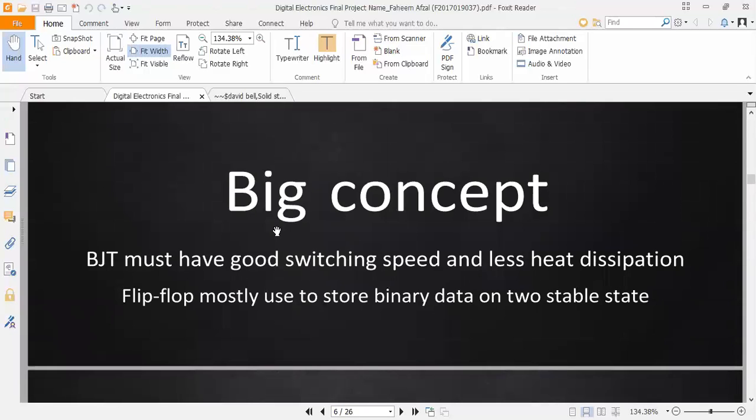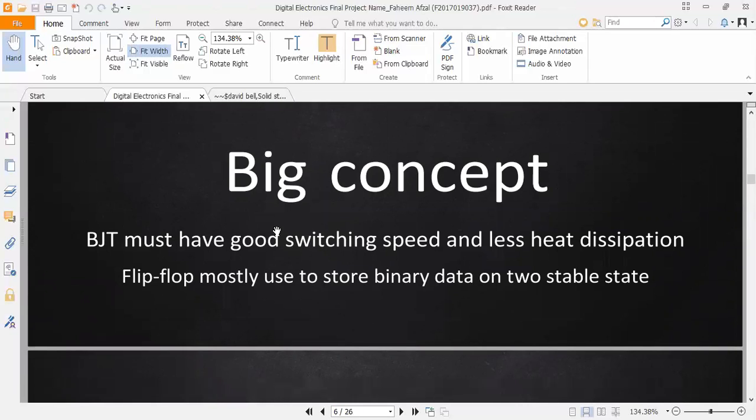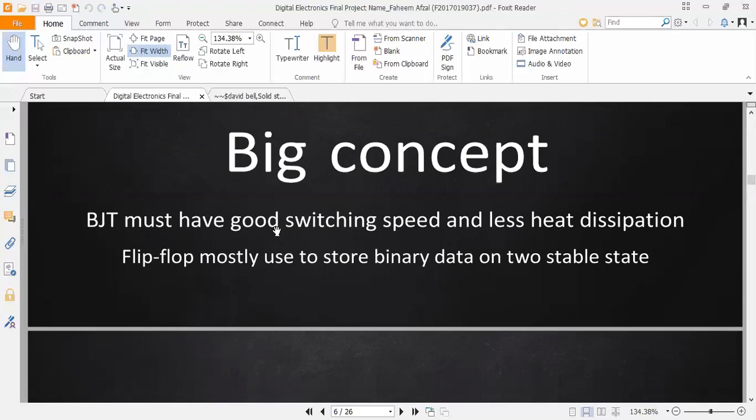So the big concept is that a BJT must have good switching speed and less heat dissipation. As I explained, thousands of BJTs are connected in a single IC or chip. Flip-flops are mostly used to store binary data in two stable states.